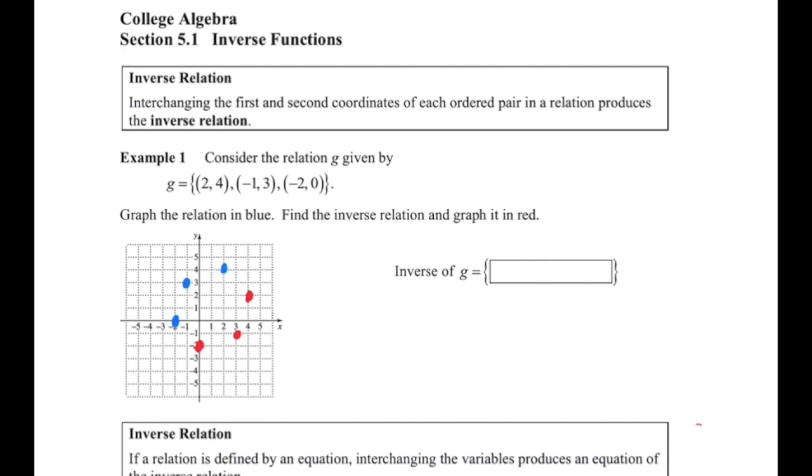So our points became 4, 2, 3, -1, and 0, -2. As a side note, if we were to graph the equation y equals x, you'll notice that each of our points, the original to its inverse, goes directly over and reflects across y equals x, and we'll talk about that in a little bit.